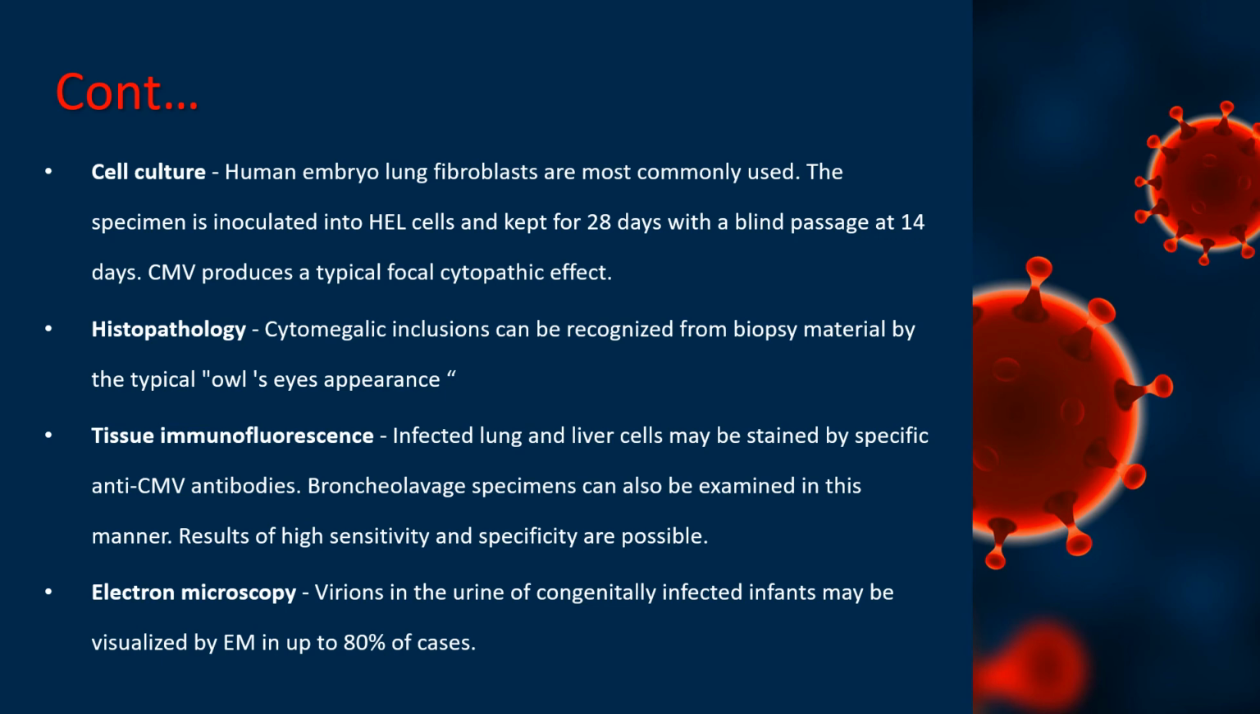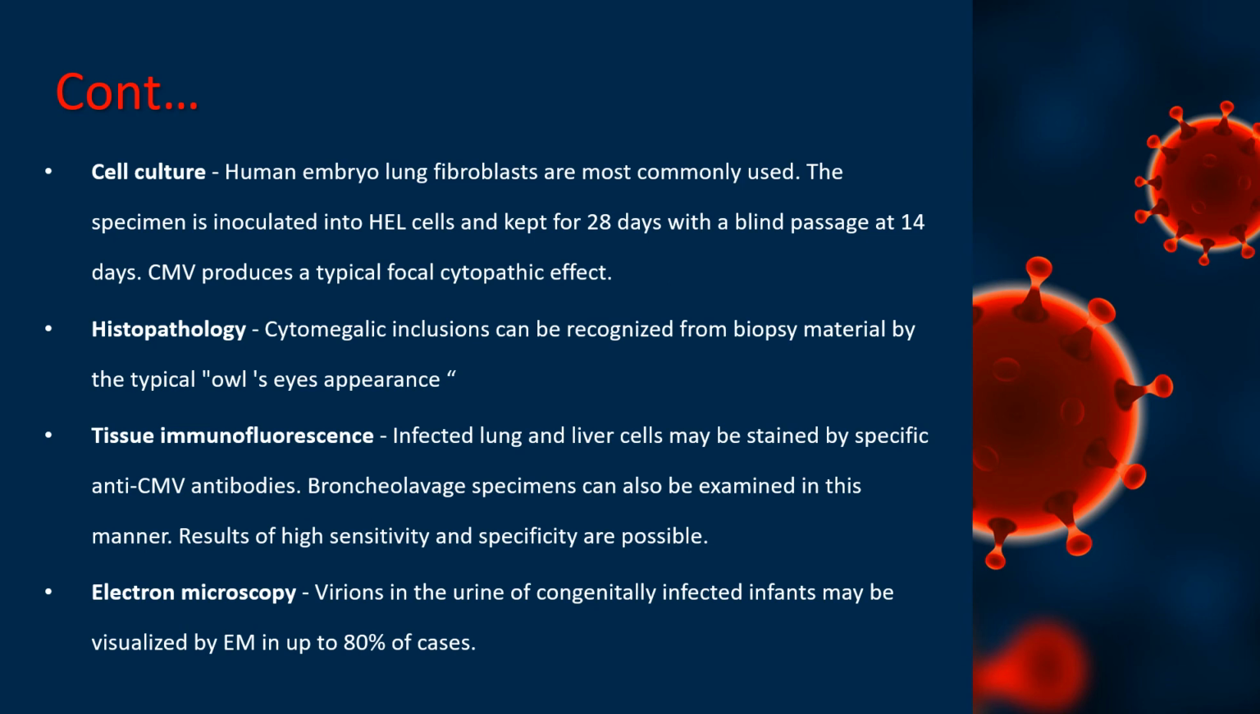Next one is the tissue immunofluorescence test. The infected lung and liver cells are stained by specific anti-CMV antibodies. So, if the virus is present in these organs, these antibodies will bind with the antigens of the viruses, and when it is examined, it shows the presence of viruses.